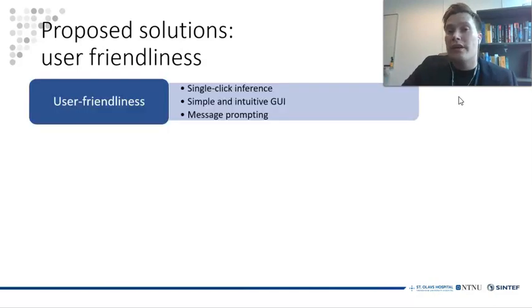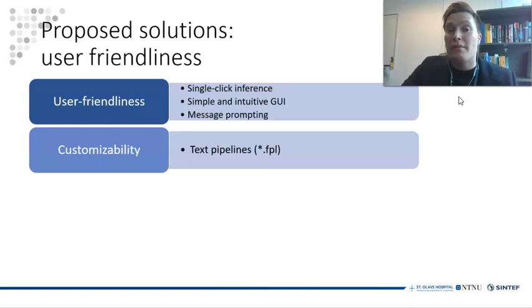user-friendly. Currently, running inference only requires a single click. The GUI is also made to be simple and intuitive. There also exist messages prompting, informing, guiding, and warning the user. In order to set parameters and customize pipelines, text pipelines have been added to FAST. That makes it possible to define and run pipelines directly from a text file.